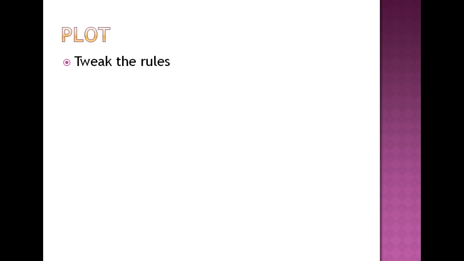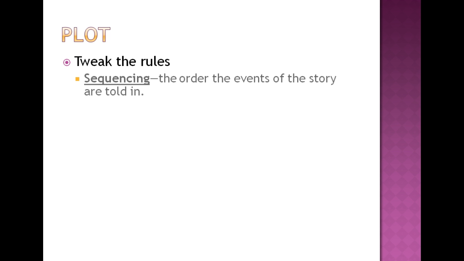But if we tweak the rules just a little bit from what we're used to thinking, we can create lots of different interesting effects that make our readers want to read along. This is called sequencing. The order the events of the story are told in is sequencing. When we change the way we sequence our events, we can create suspense and build interest.